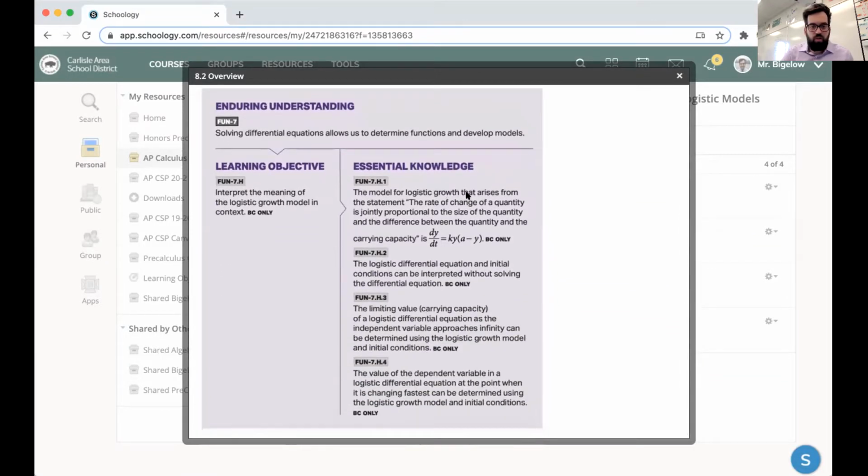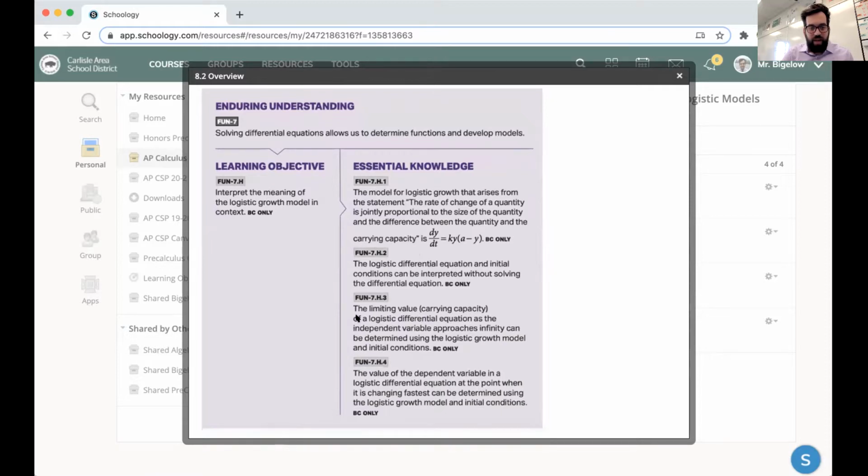The model for logistic growth arises from the statement: the rate of change of a quantity is jointly proportional to the size of the quantity and the difference between the quantity and the carrying capacity. That's a big statement. We'll be studying what that means. Logistic differential equations and initial conditions can be interpreted without solving the differential equation. That's going to be key.